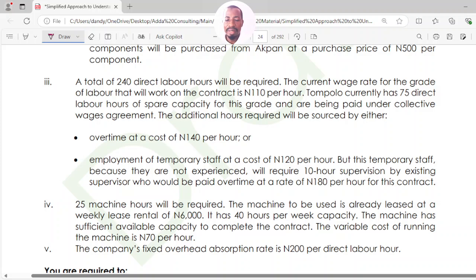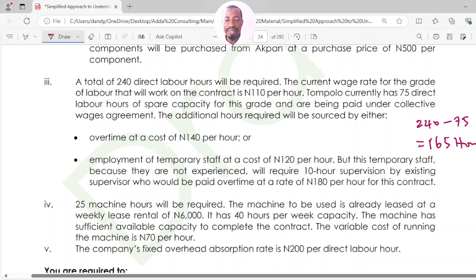The 110 naira is meant for the employees that are currently working on current wage rates. However, the examiner has told you that the additional hours required, which is the 240 minus the 75, equal to 165. So 165 is the additional hours needed on this contract.